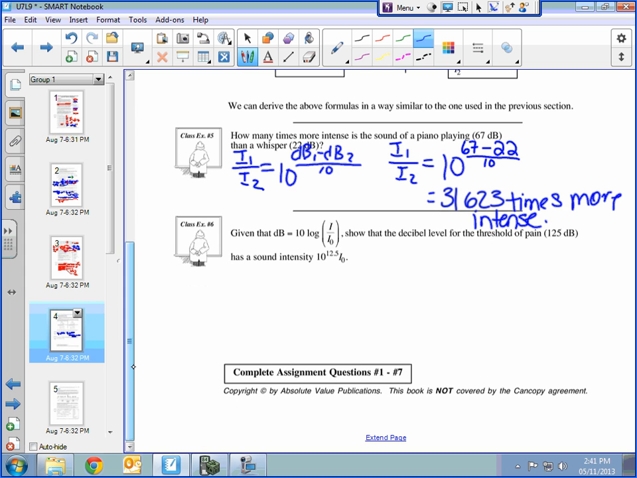Okay, so let's do this next one quick. Given that decibels equals 10 log of I over I naught, show that the decibel level for the threshold of pain, 125 decibels, has a sound intensity of 10 to the 12.5 I naught. Okay, so first off, we're using this formula. Do we have decibels? We do. How many? 125.